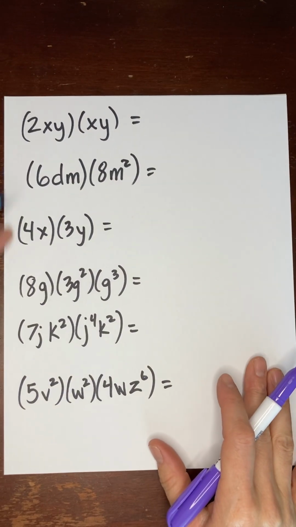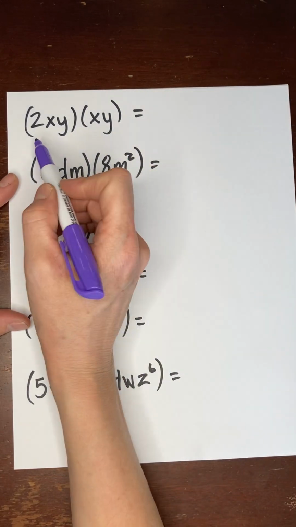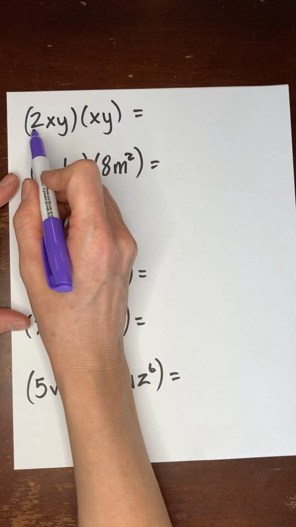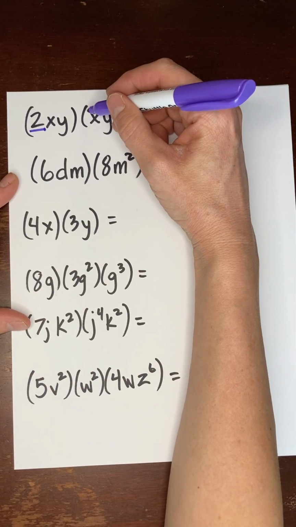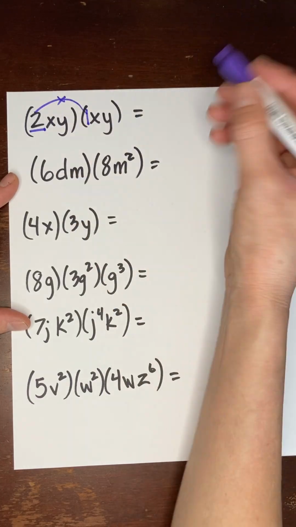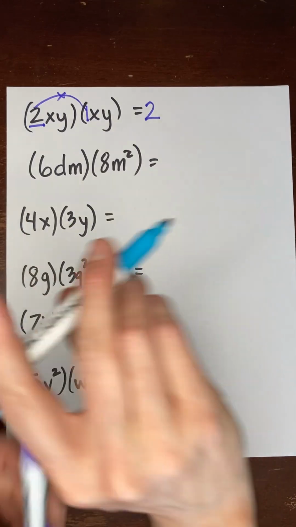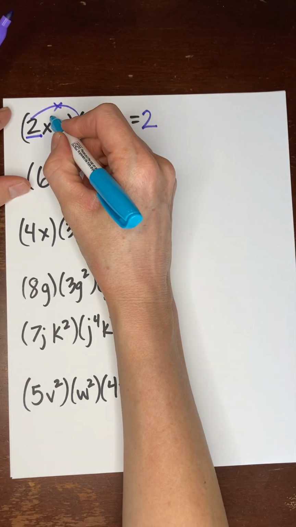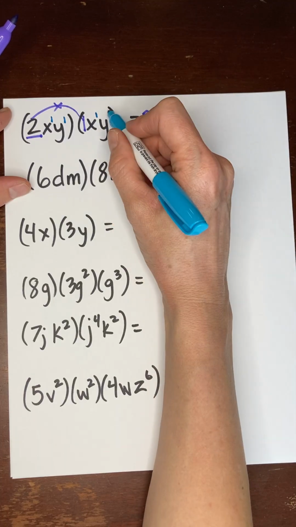All right, these are going to get progressively more difficult, okay? Hang with me, see if you can follow along. I'm going to look for my coefficient, or my number in front of the variable. I have a 2 here, but I don't have anything here, which means it's the same as having a 1. What's 2 times 1? Well, that's just 2. Now let's look at our variables. We have x, which is the same as x to the 1, and y to the 1, x to the 1, and y to the 1.